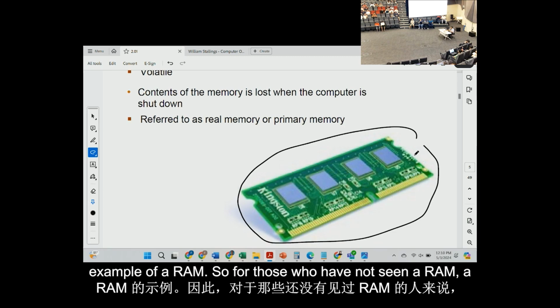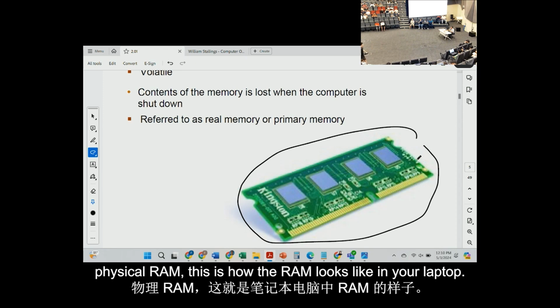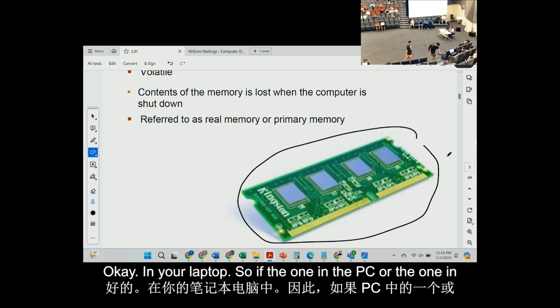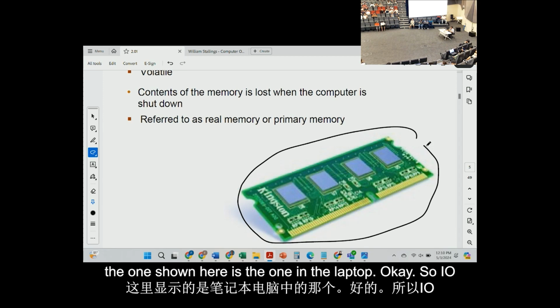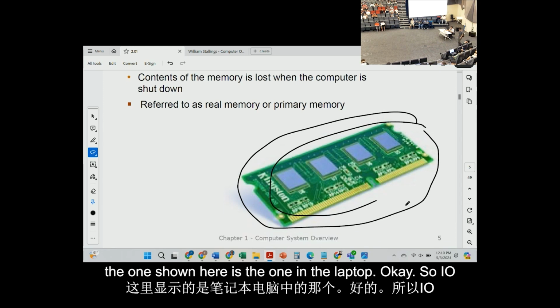For those who have not seen a physical RAM, this is how the RAM looks in your laptop. The one in a PC or desktop will be a bit bigger than the one in the laptop. The one shown here is from a laptop.